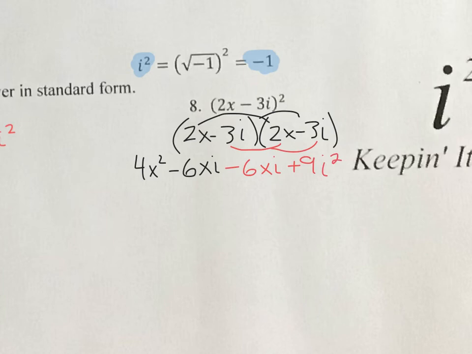Now let's combine some like terms. So we have our 4x squared minus 12xi. And now the i squared could be converted into the negative 1, right? And so we have 9 times negative 1.